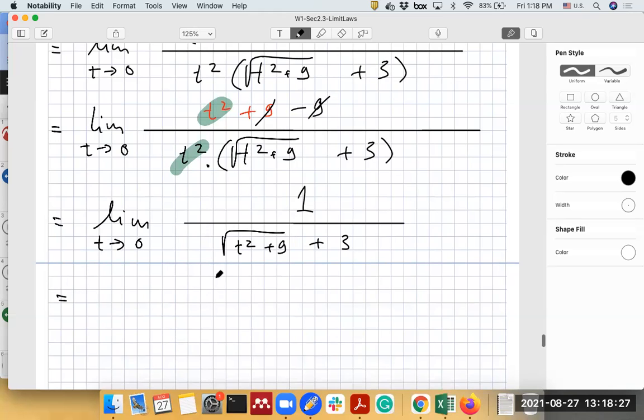We can substitute it directly. It will be 1 divided by square root of 0 squared plus 9, and then plus 3 here, and finally it will be 1 over 6. Oops, what happened? So are we good? Good job.